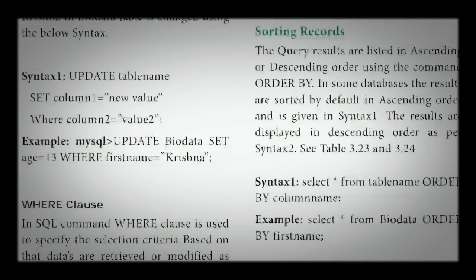Update biodata set age is equal to 13 where first name is equal to Krishna. So SQL is first going to get the record of first name Krishna. In that you have to change the age to 13.